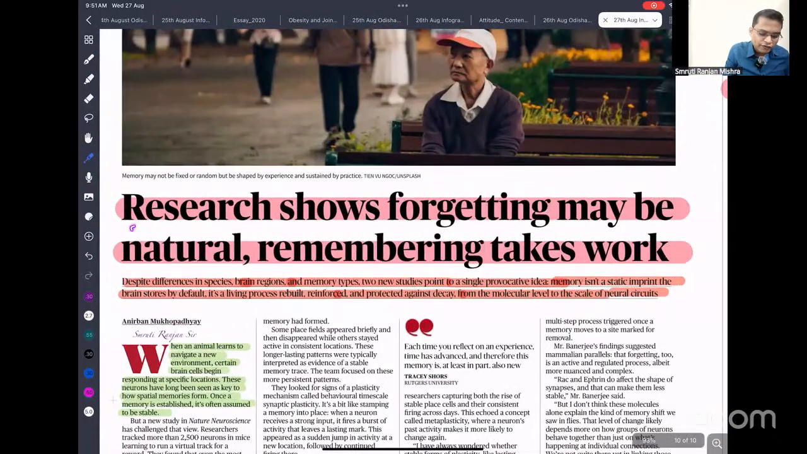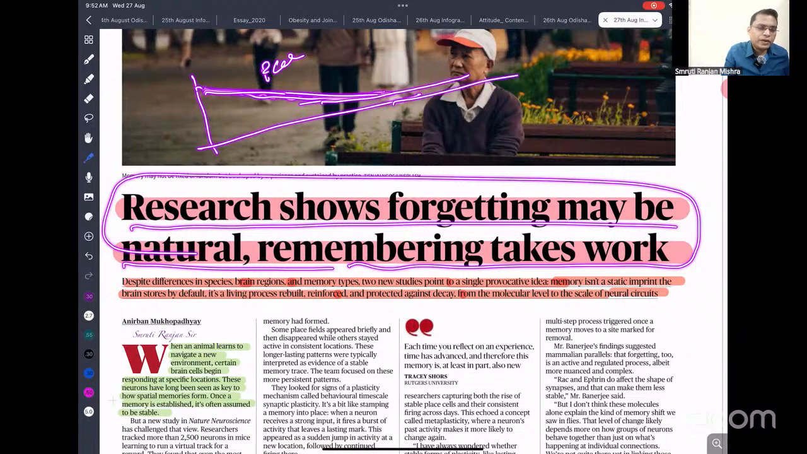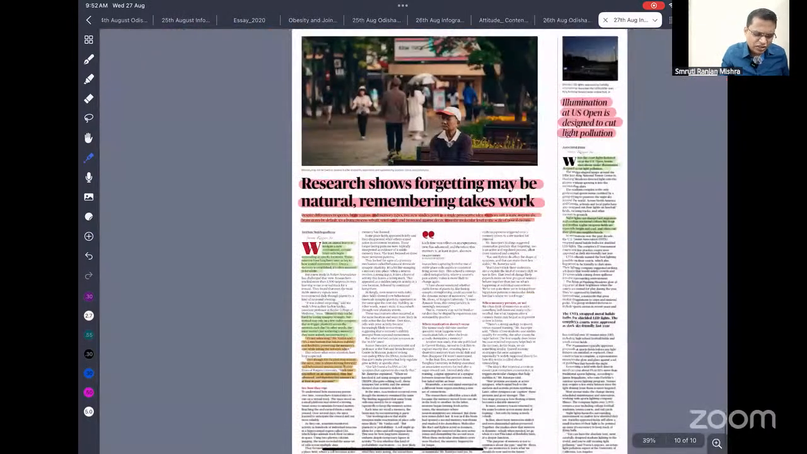So research shows that forgetting may be natural, remembering takes work. If you look into our memory power, let's say you are reading about polity. After some time, you are gradually going to not be able to recall it, it will be eliminated from your brain. But to remember that, you need constant exercise. So I think this article is not much important.